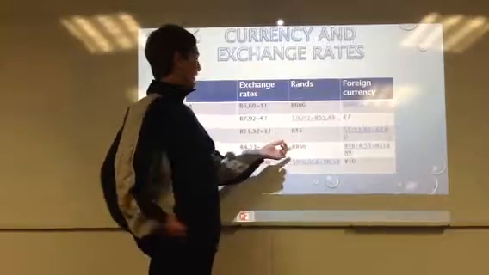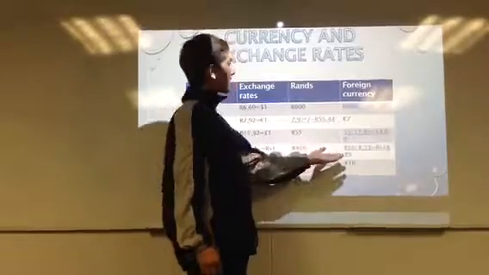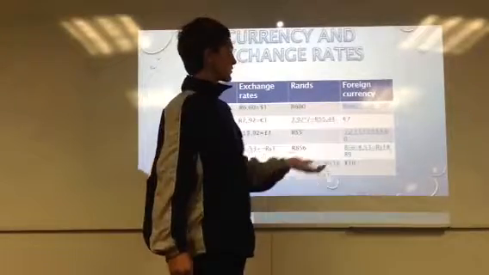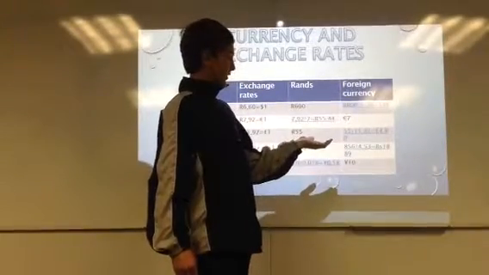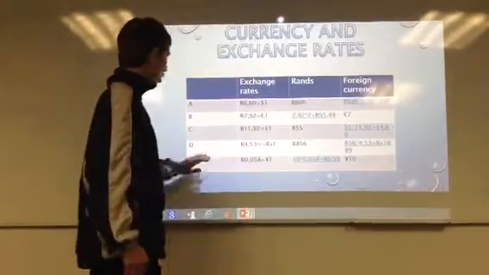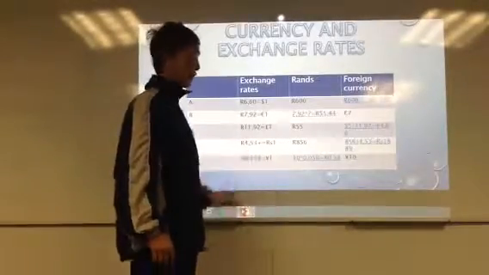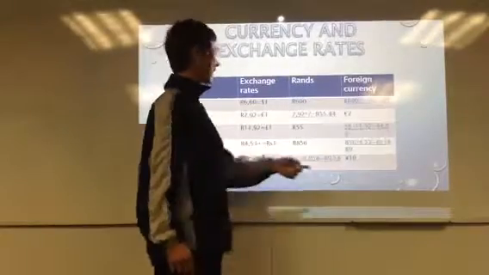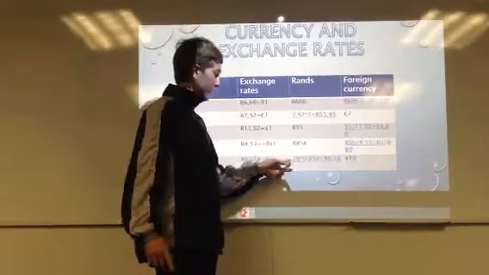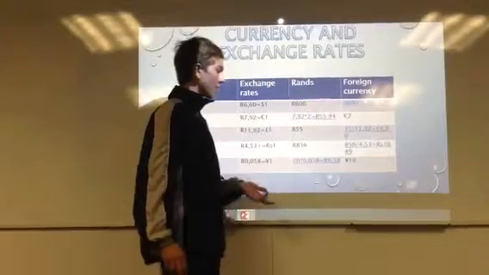To find out what 856 rands are in rupees, you have to do the same step as before. 856 divided by 4.53, and that equals 1,889 rupees. For the last one, the exchange rate is 0.058 rands, and that equals 1 yen. For this one, you have to find out how much 10 yen is in rands. So you will have to do 10 times 0.058, and that equals 0.58 rands.